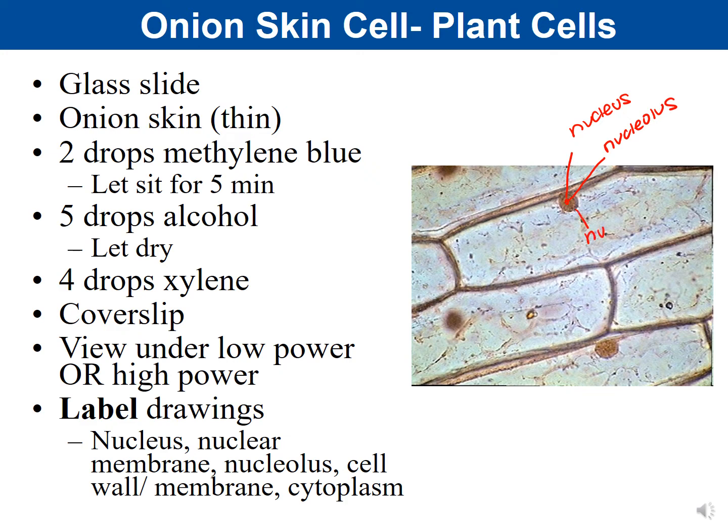We have our nuclear membrane. So that's the outer edge of the nucleus. We would have our cell wall/membrane. We can't distinguish it at this point. And we would have our cytoplasm.